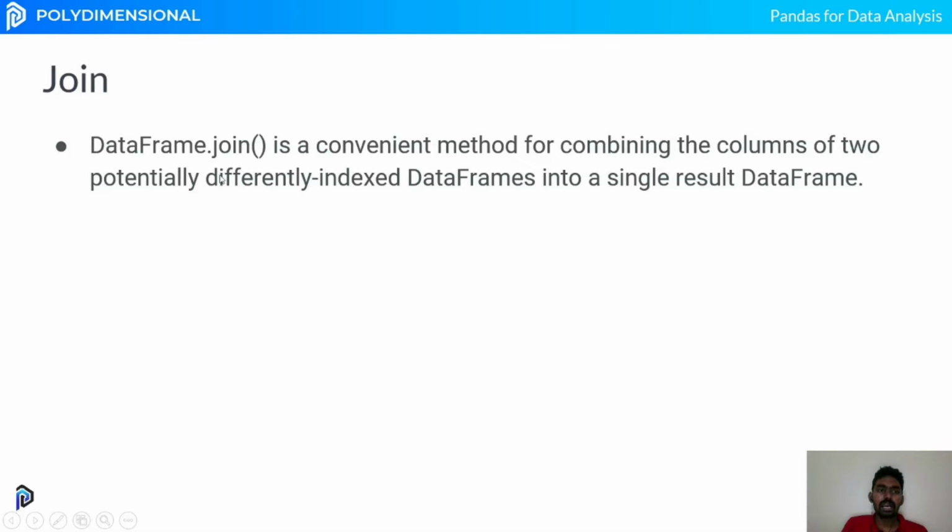The join function is actually implemented using merge underneath, but it gives you an easier, more convenient method to combine two potentially differently indexed data frames. So we will look into both merge and join in detail in this video.